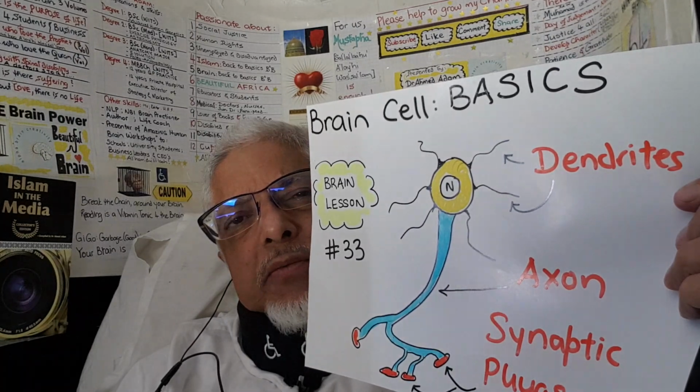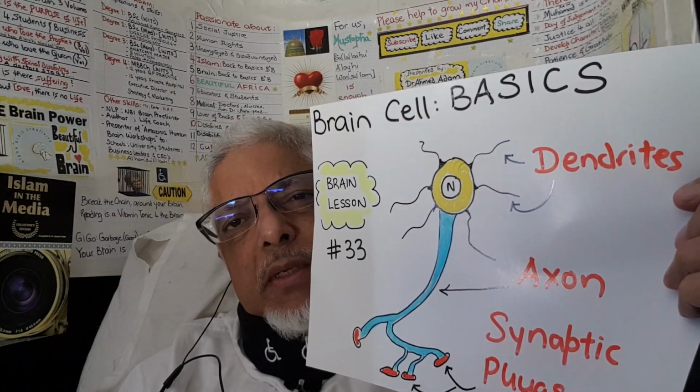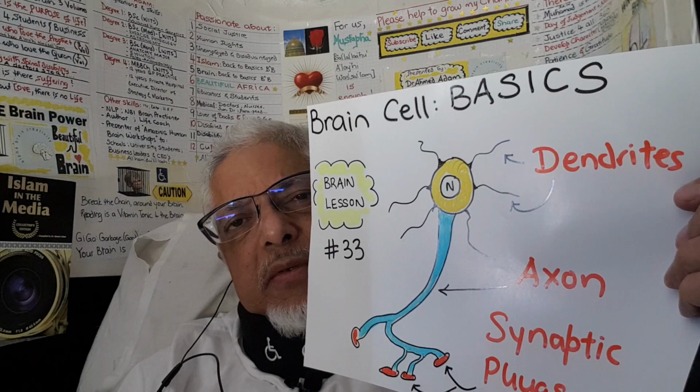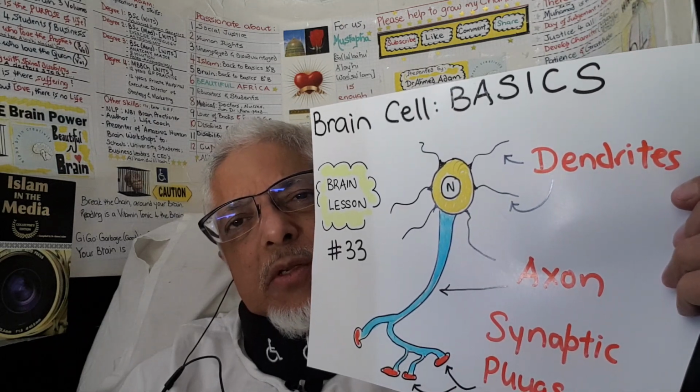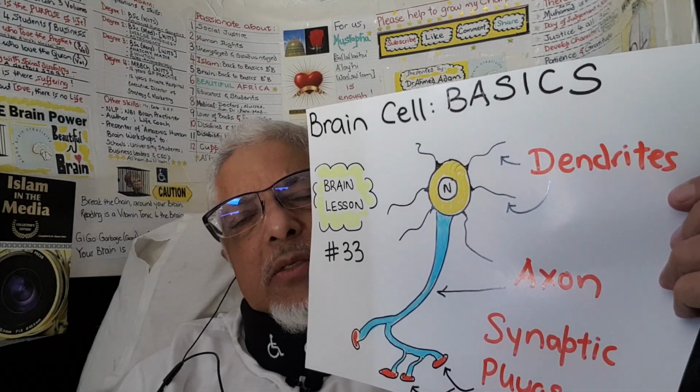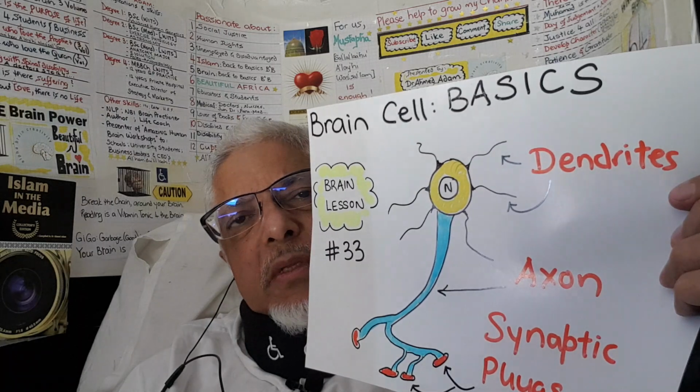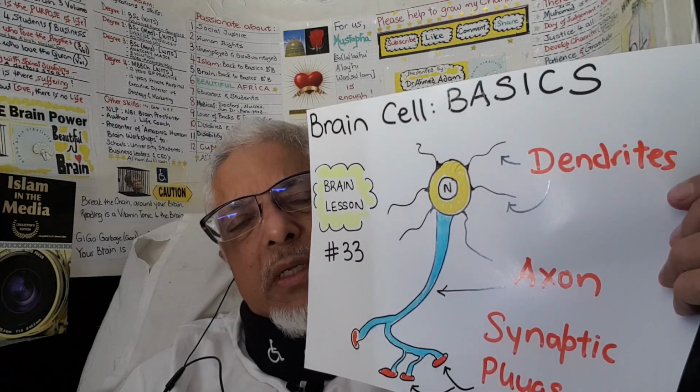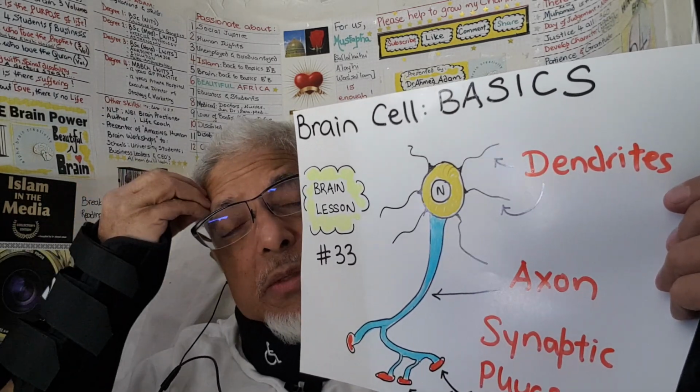In keeping with my philosophy of keeping everything simple, I'll just explain very briefly what is a brain cell. Don't worry too much about the structure. As I mentioned, we are not worried about the anatomy, the physiology, the macroanatomy. I want to show how to use the brain.